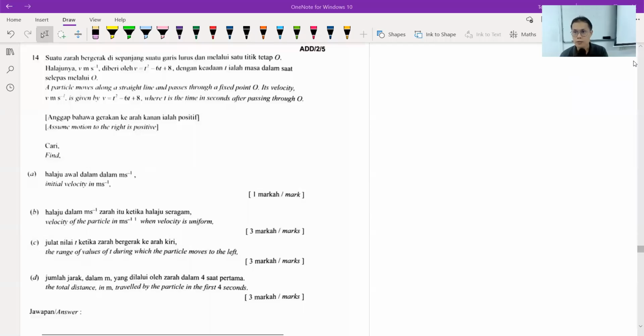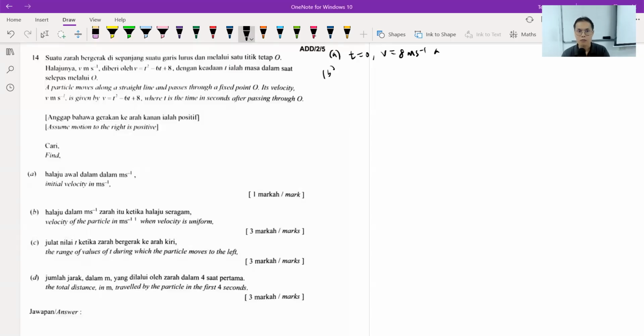Okay, question number 14. This is from Form 5, chapter 8, Kinematics of Linear Motion. Here we have a particle that moves along a straight line and passes through a fixed point O. The velocity is given by v equals t squared minus 6t plus 8. We are finding the initial velocity, so I'm going to do it here because it's quite short. Initial velocity happens when t is 0. When you put t equals 0, you will get 8. Just write 8 meters per second.